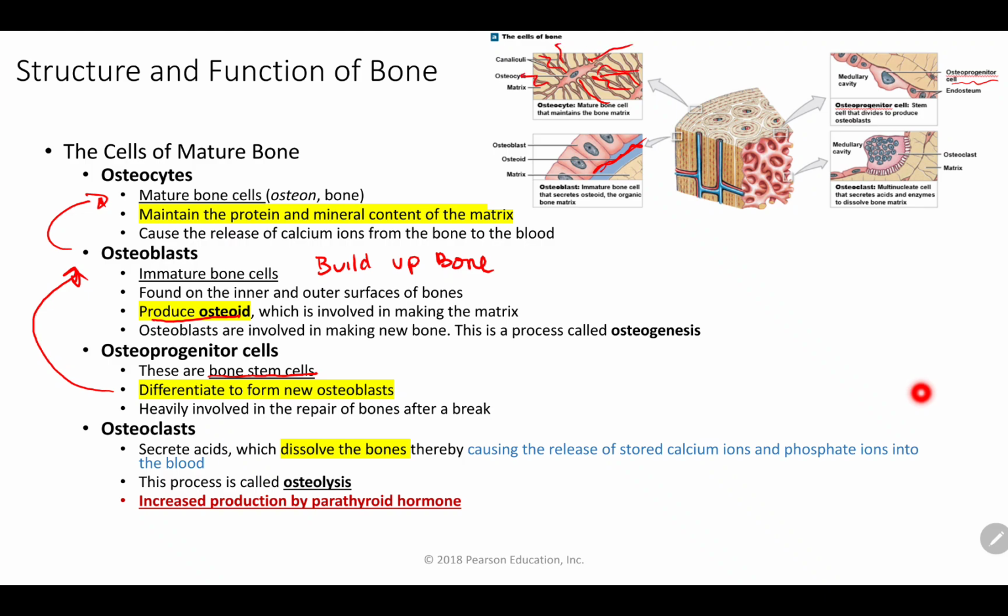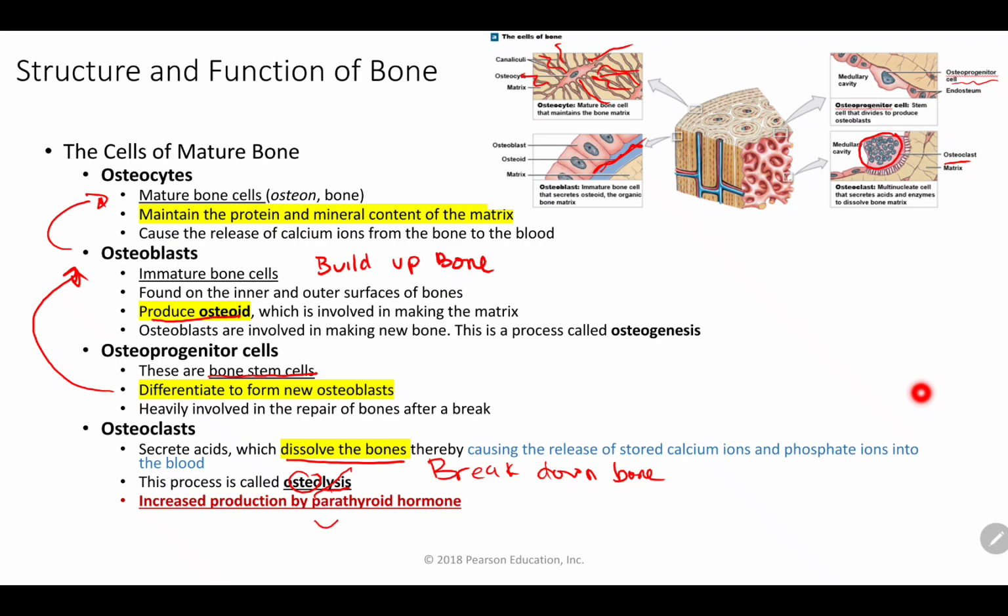And then you have these osteoclasts with a C. Look, these are these multinucleated cells right here. And they're involved in the process of osteolysis, right? Cutting bone. So these osteoclasts will secrete an acid basically to dissolve the bone. So they break down bone, right? And if they break the bone down, they're going to cause the release of calcium and phosphate ions, and that's going to go into the blood.